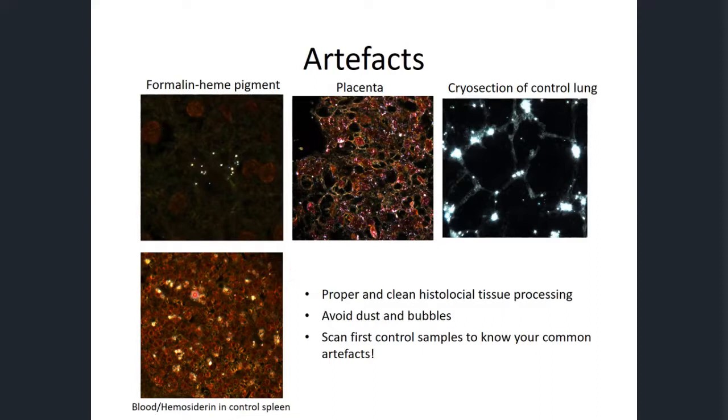I also wanted to just note that blood actually scatters quite a lot of light. So for example, in the spleen, where you have a whole lot of blood and hemosiderin, you can have a lot of scattering background, which makes it a bit more difficult to find nanoparticles.